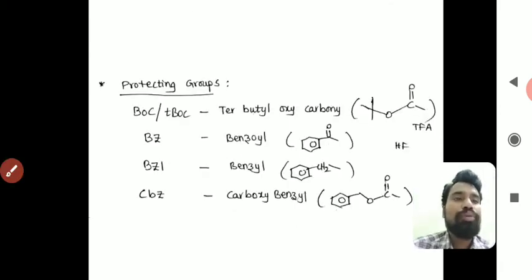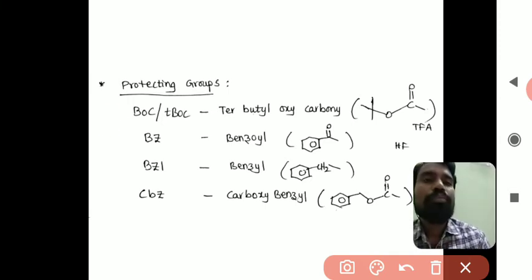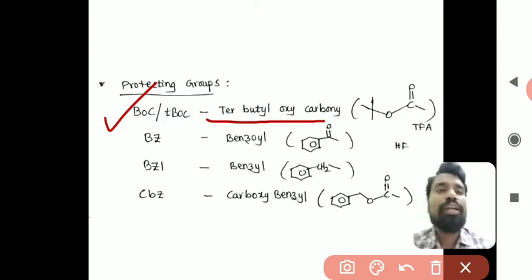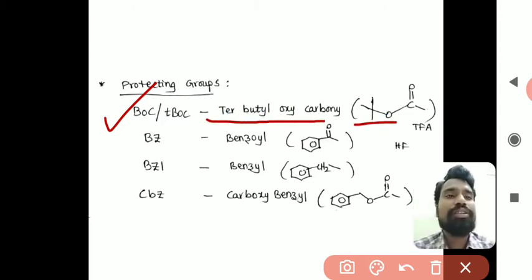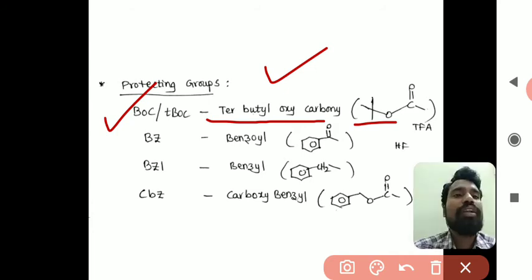What kind of protecting groups do we use for the synthesis of peptides? That is BOC, or t-BOC, called tertiary butyloxycarbonyl; this is the formula. This protecting group is used when, while removing the protecting group, we use TFA, that is trifluoroacetic acid.